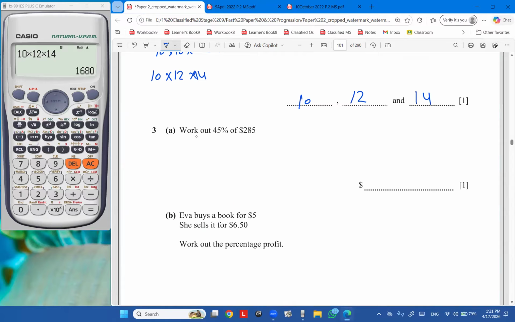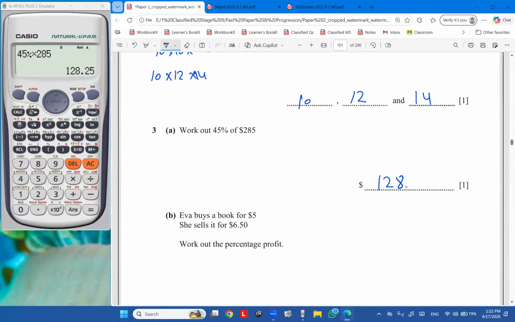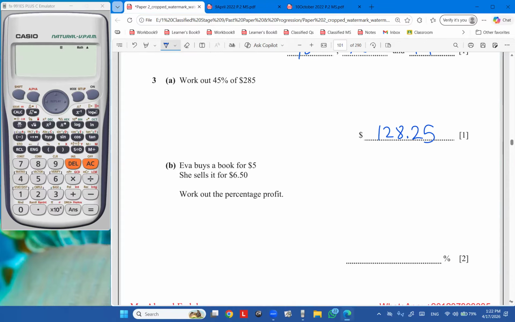Work out 45% of 285 on your calculator. 45%, which is shift bracket. You multiply it by 285 because we know that of means multiplication. So it is 128.25. Eva buys a book for $5. She sells it for $6.50. Work out the percentage profit.